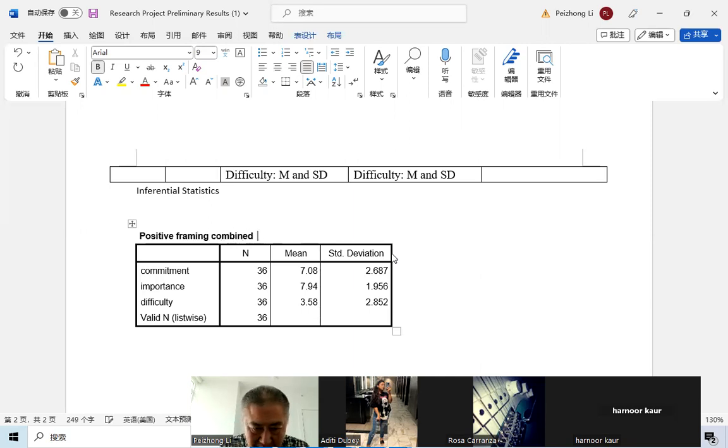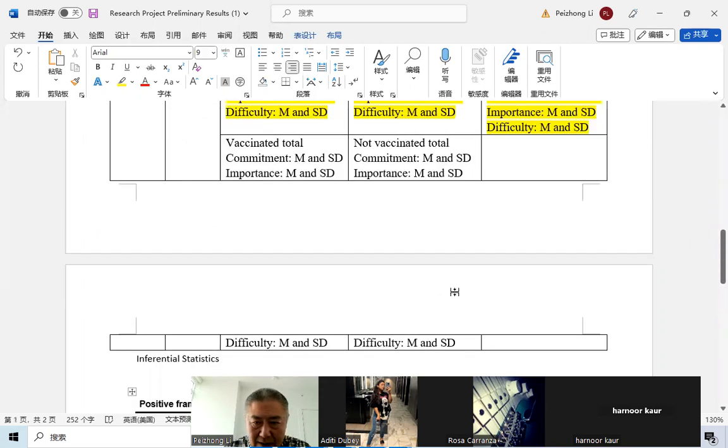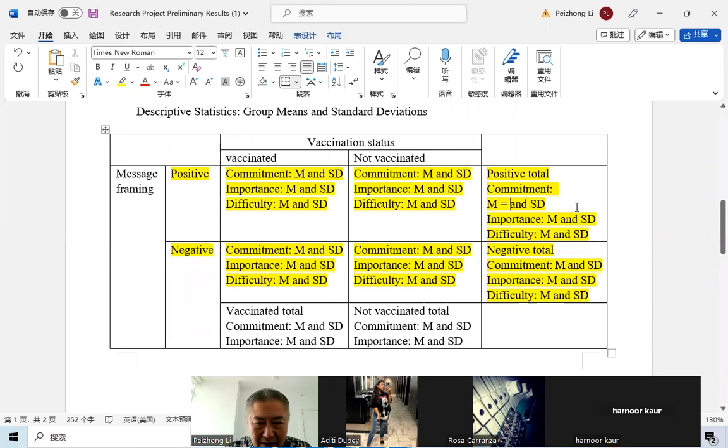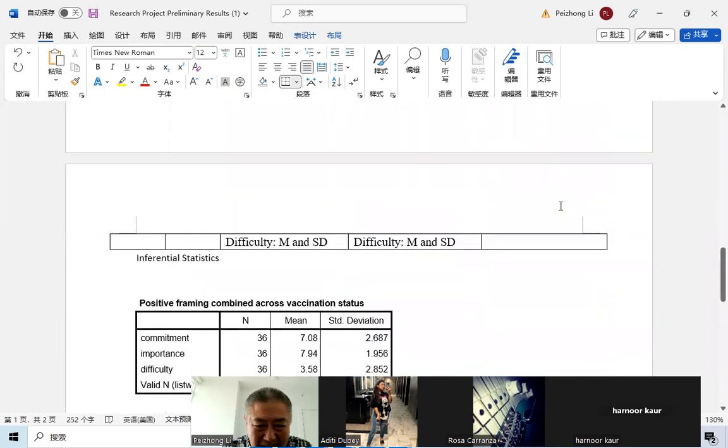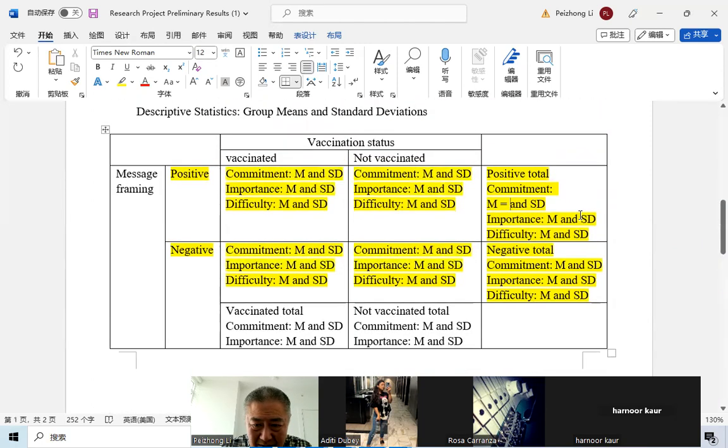Combined across vaccination, both vaccinated and non-vaccinated. Here, for positive framing, the commitment mean is 7.08. I'm just looking at the mean. I will leave you to look at the standard deviation.